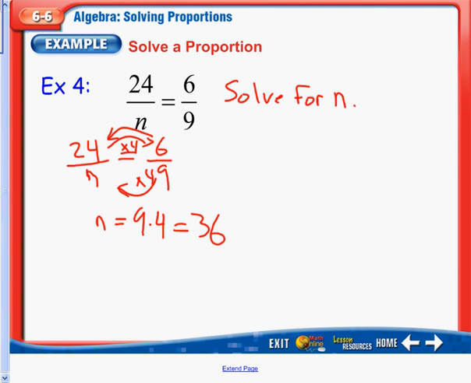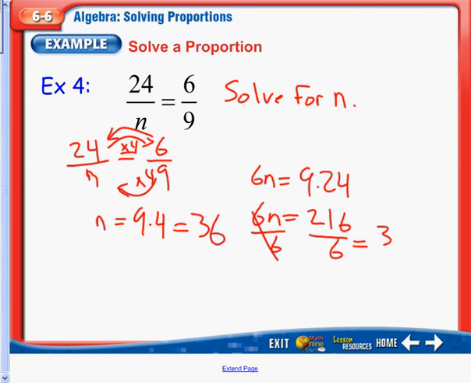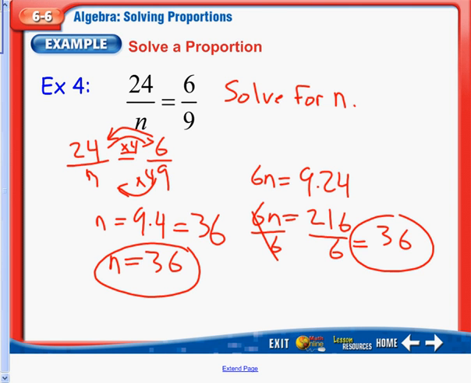However, if we did cross multiply, we would have gotten 6n equals 9 times 24. 9 times 24 is 180 plus 36 is 216. So 6n equals 216. Dividing both by 6, I'm going to get 36, which is the same answer. So you can do either way, but obviously it was a lot less work showing this work on the left here. We would still have to rewrite our answer as n equals 36. So we got the same answer both ways.